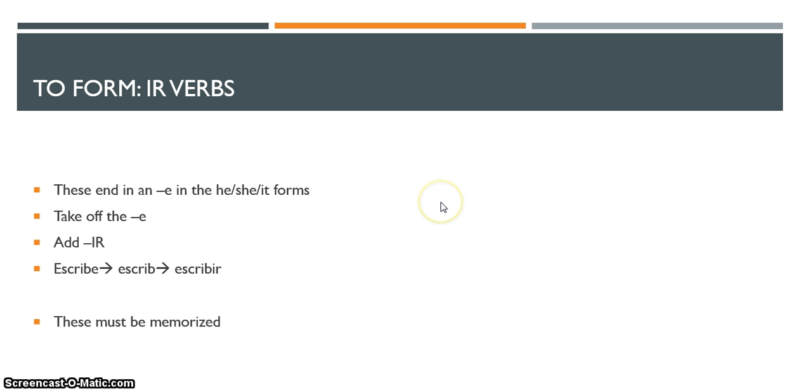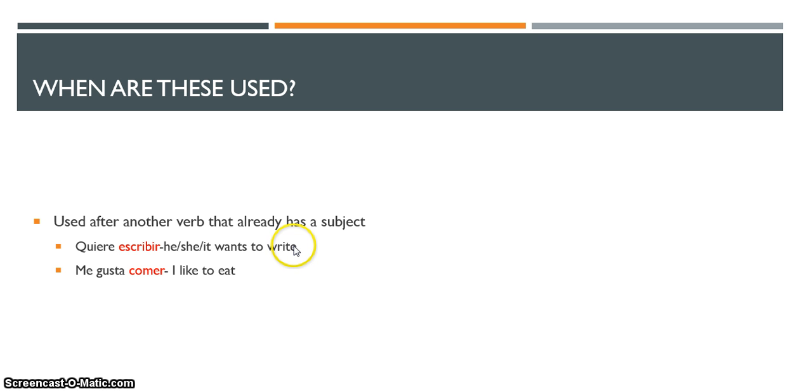To form IR verbs, these can be a little bit more tricky. So in the he, she, it form, it ends in an E. What you have to do now, we have an extra step here, we have to get rid of that E and add an IR. Por ejemplo, escribe, lo que significa he, she, it writes. We would get rid of that E, so that gives us escrib, and then we add the IR, escribir. These must be memorized because there is no distinction between a verb that ends in an E, so there's no way of knowing if it's an ER verb or an IR verb as a result.